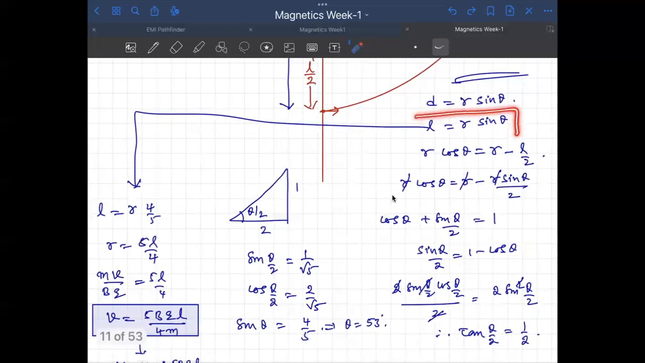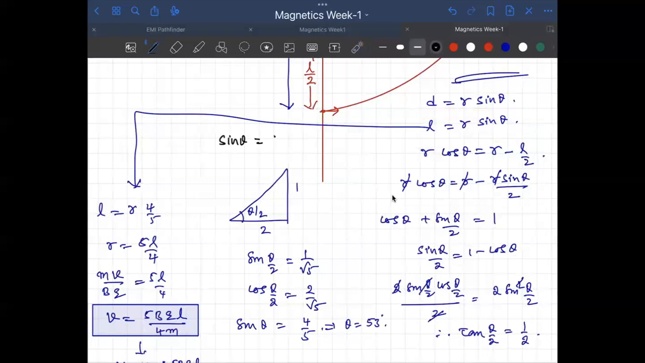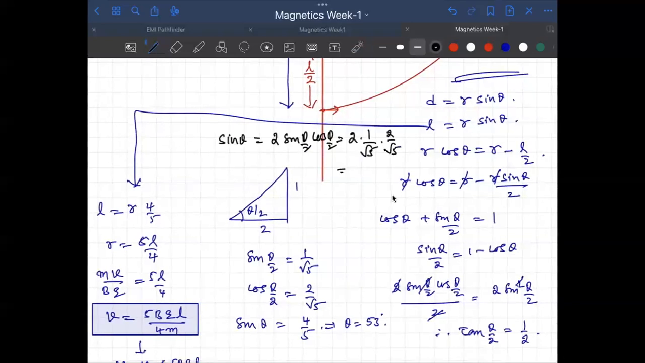L is equal to R sin theta. Don't forget that. You bring that over to here. L is R sin theta. What is the sin theta from this? You know sin theta by 2 and cos theta by 2. Sin theta can be written as 2 sin theta by 2 cos theta by 2. 2 times 1 by root 5 and 2 by root 5. What this becomes is 4 by 5.